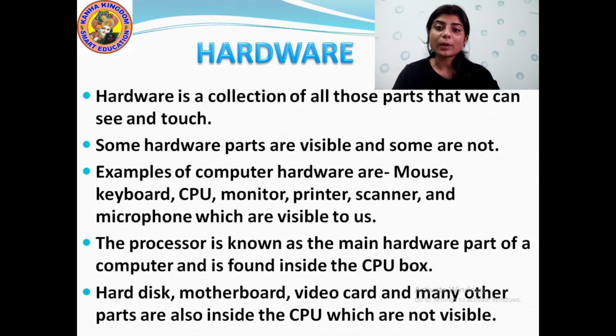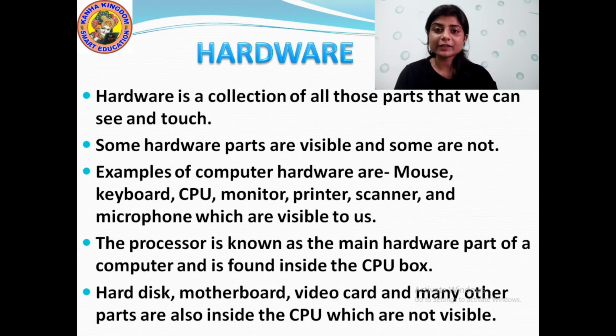Okay? Some hardware are visible and some are not. Some hardware we can see and we can touch them. That means we can see some hardware which is outside. Okay, and some hardware is inside the computer system which we cannot see, but if we open the computer we can touch them. Okay, it is situated inside the computer system. Okay, then what are the examples of hardware? The examples of computer hardware are mouse, keyboard, CPU, monitor, printer, scanner, microphone.